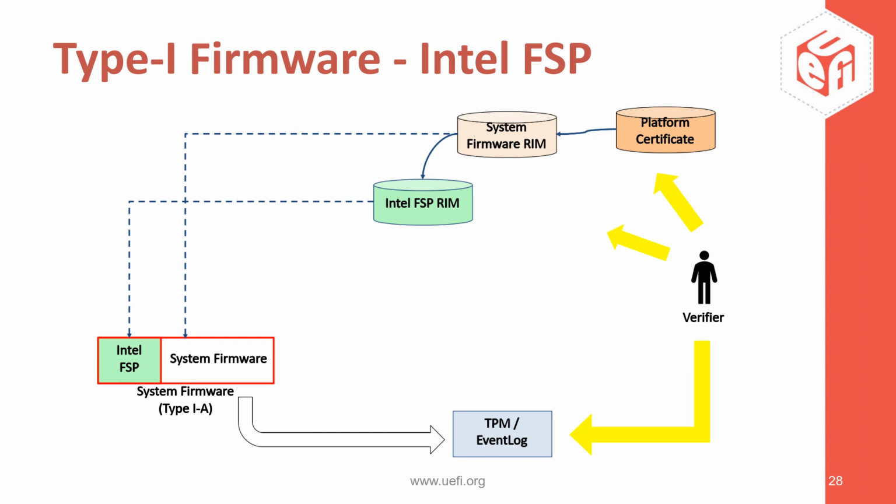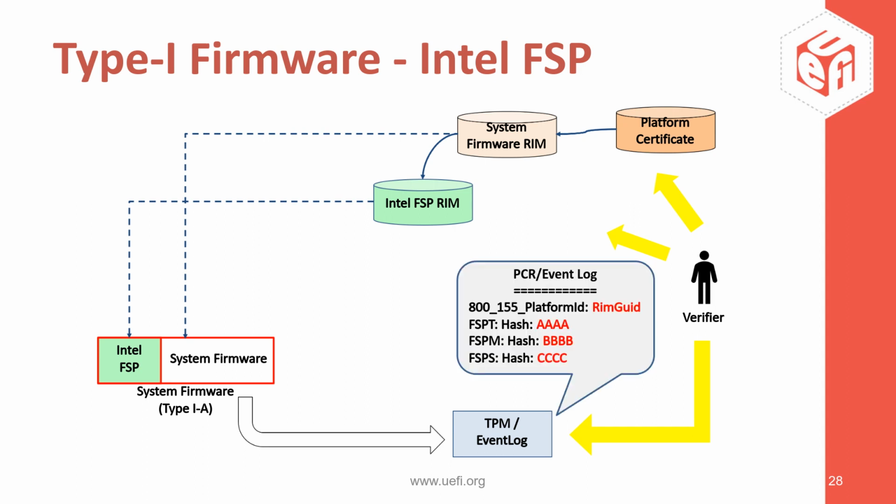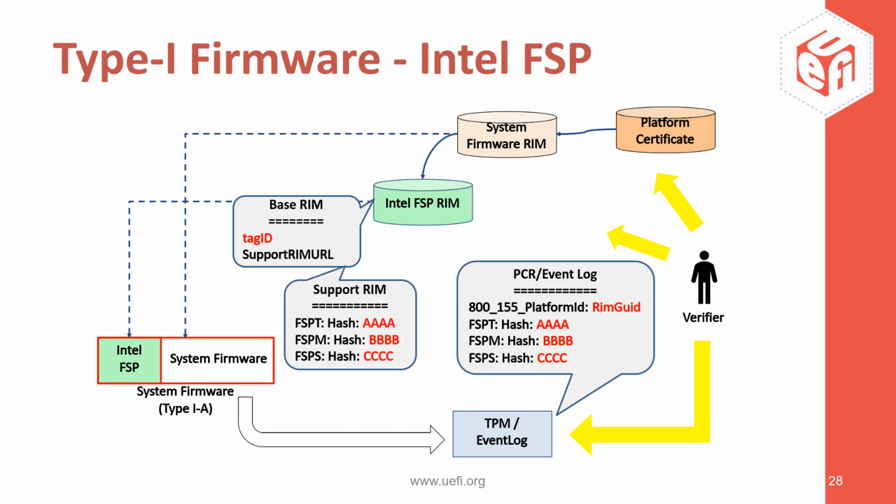So here's the system architecture document Jiwon showed earlier with the system firmware, the event log, and then the platform certificates and the RIMs. And this all sort of comes together by the verifier actually looking at the event log for this system under evaluation. There'll be some live measurements. And then the verifier can go grab the RIMs, and see, hey, does the manufacturer's expected digests for these components match what I'm actually seeing on the system?